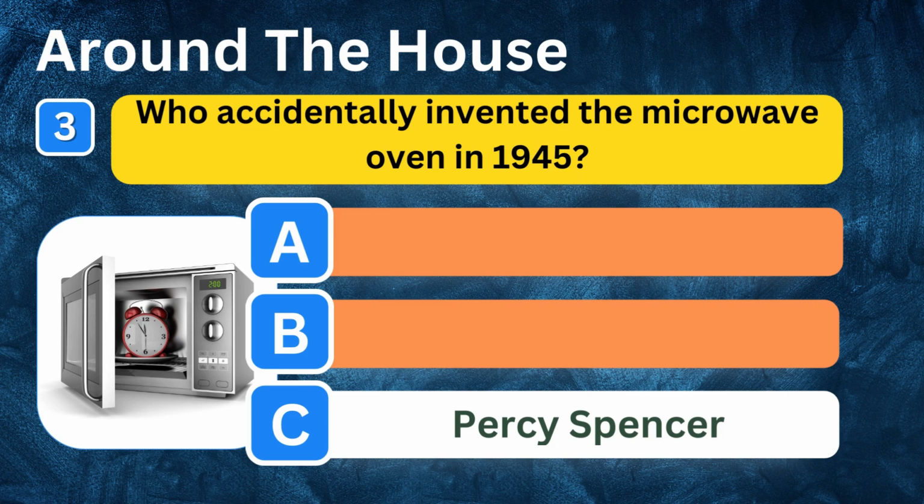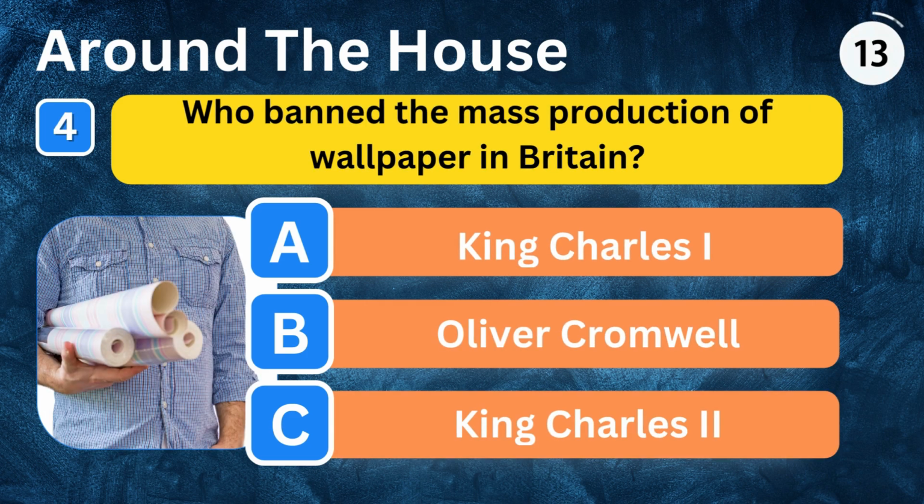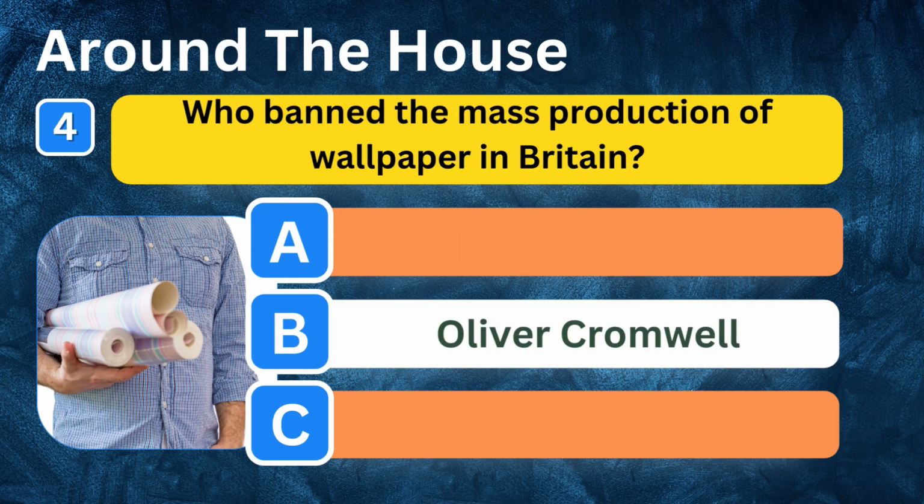Question number 4. Who banned the mass production of wallpaper in Britain? Was it King Charles I, Oliver Cromwell or King Charles II? And the answer was Oliver Cromwell.